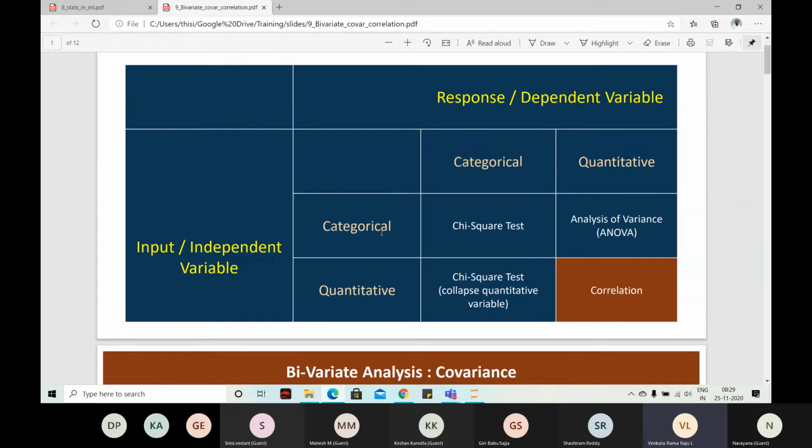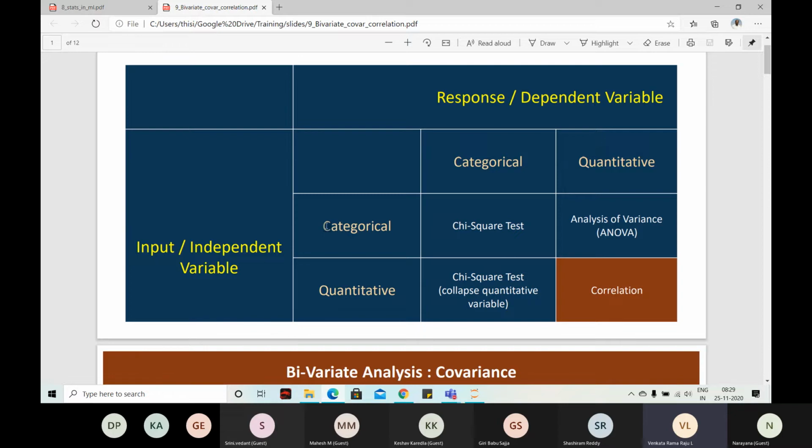So you need to see the categorical to quantitative relationship. To find out the relationship between quantitative and quantitative, there is a concept called correlation. There is an inferential statistic called correlation, which tries to find out the relationship between two quantitative variables. If you want to find out the relationship between categorical and quantitative, ANOVA, analysis of variance, is the concept you need to use.